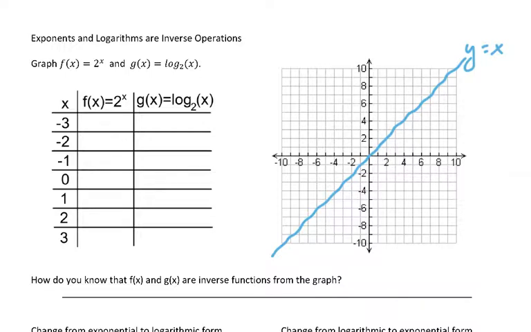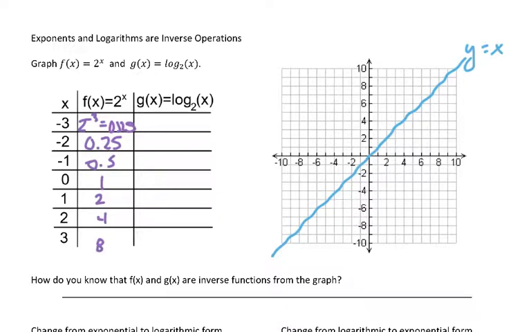So for this first piece here, all I need to do is take 2, bring it to the negative 3 power, and I'm going to get 0.125. 2 to the negative 2 power is 0.25. 2 to the negative 1 is 0.5. 2 to the 0, of course, is 1. 2 to the 1 is 2, 2 to the 2 is 4, and 2 to the 3 is 8.